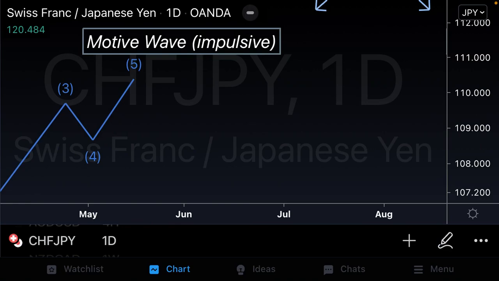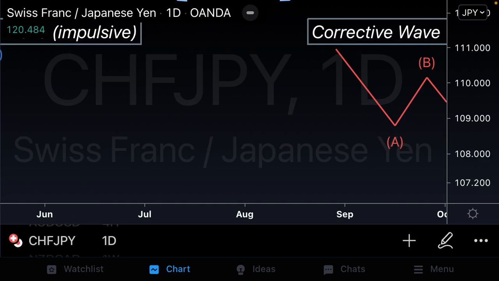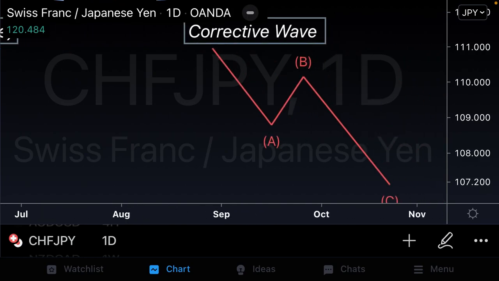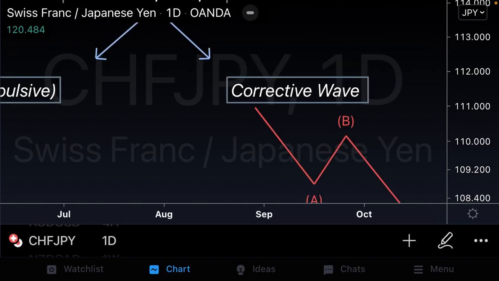All Elliott Wave is going to do for us today is gift us with understanding where we are within the market cycles and how we should be approaching being at that particular spot. So let's get into our corrective wave, guys.